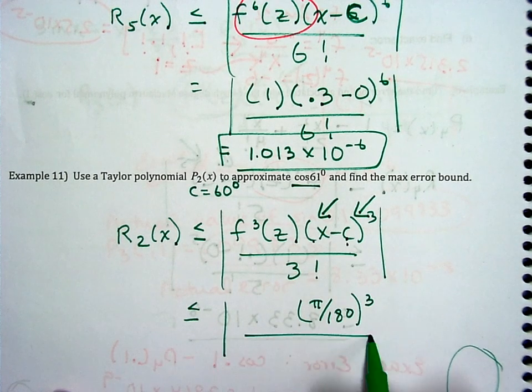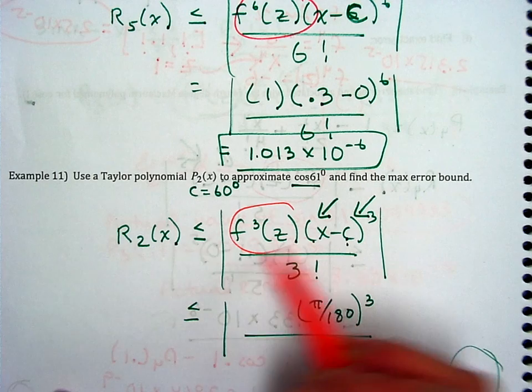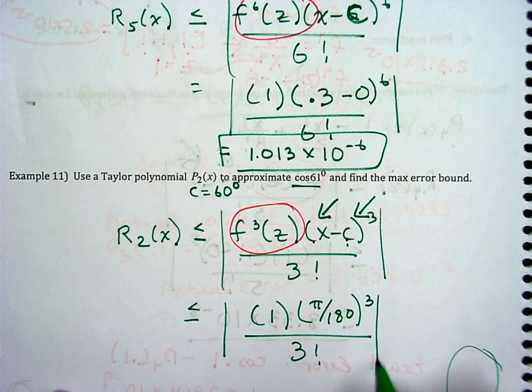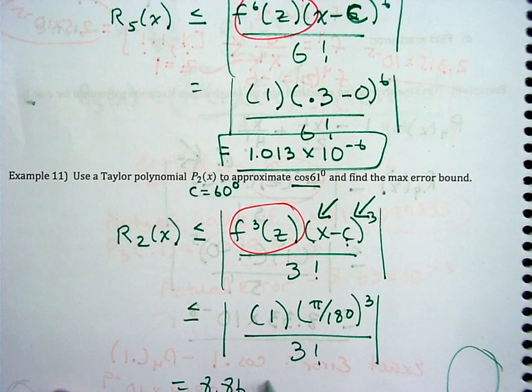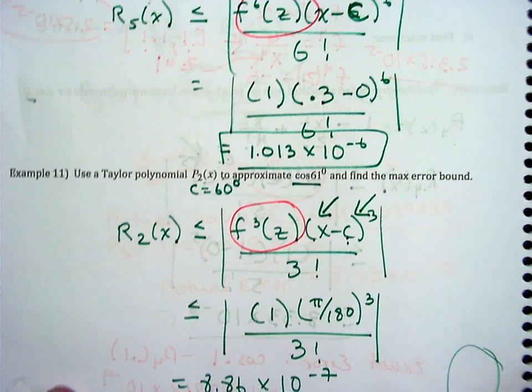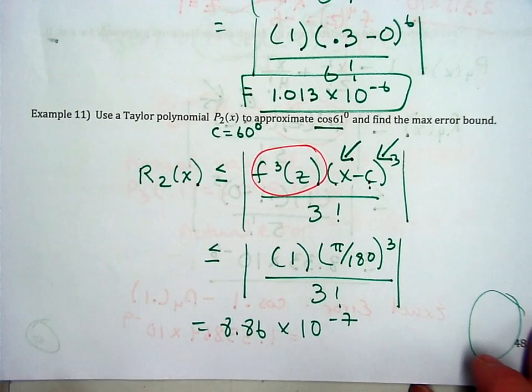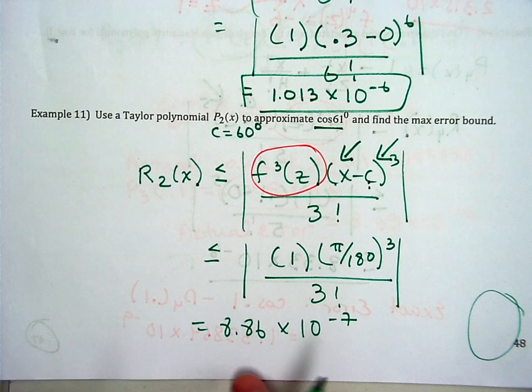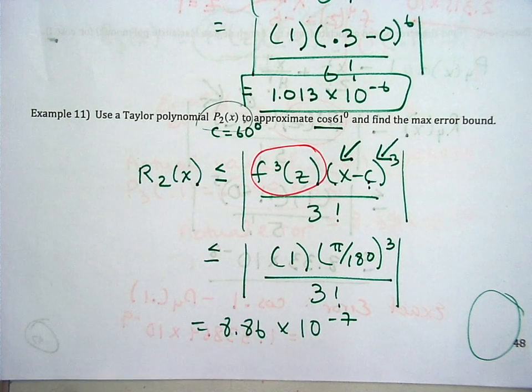We're talking about sines and cosines. This is always 1. And then I have 3 factorial. This is 8.86 times 10 to the negative 7. So even though you may not know what the exact error is, this is the biggest the error will be, which is a pretty small number to begin with. So you can say that the second degree polynomial approximates the cosine of 61 degrees with pretty good accuracy.